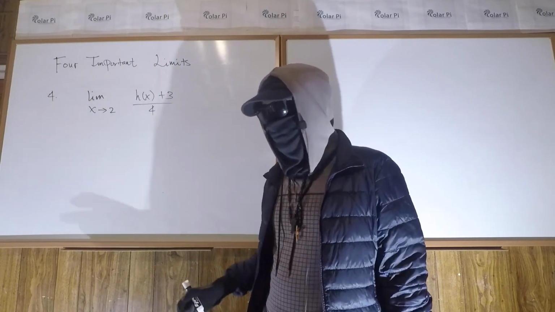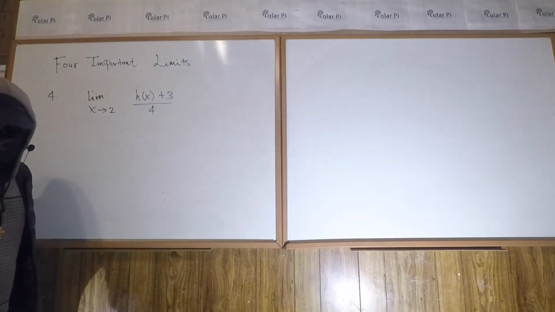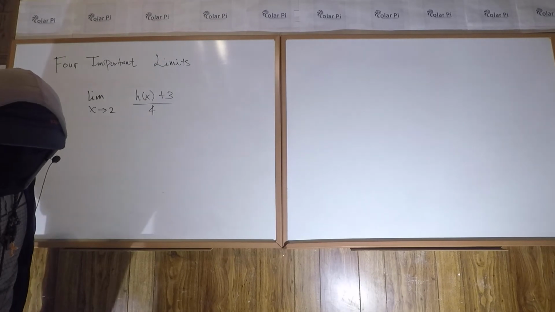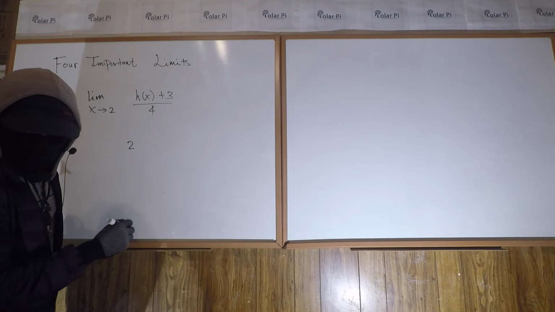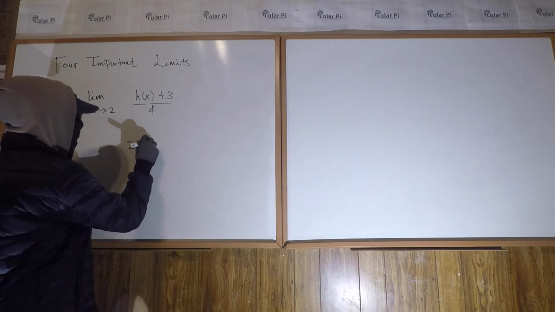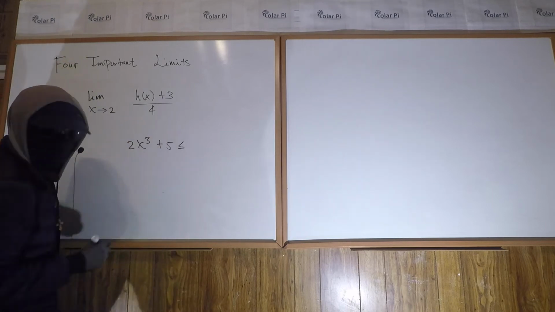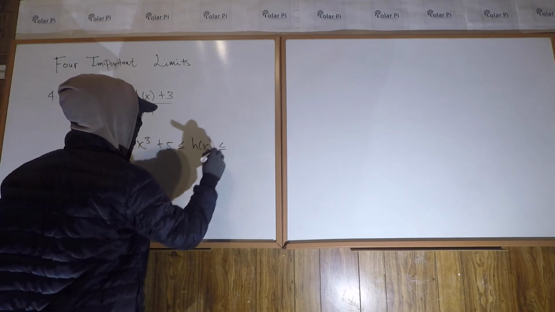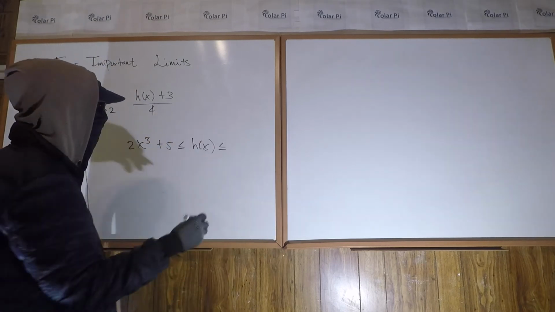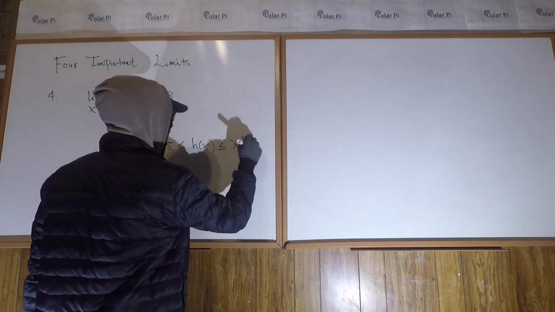But what is this h function? They tell us that near the x value 2, for all x, h is squeezed by two functions. One is 2x cubed plus 5, which is less than or equal to h of x, and h of x is in turn less than or equal to x to the 4th plus 5.